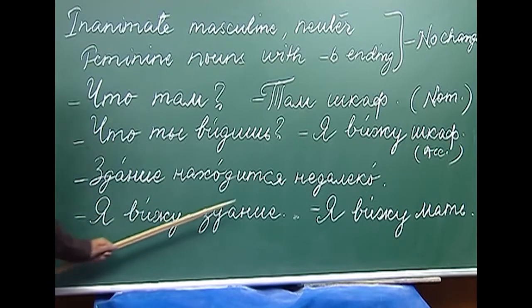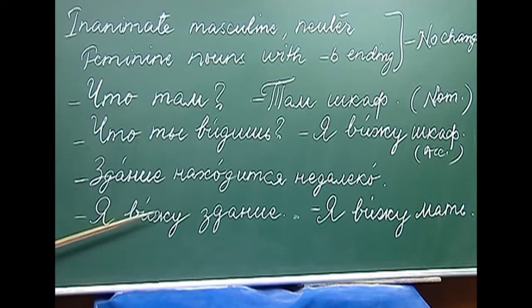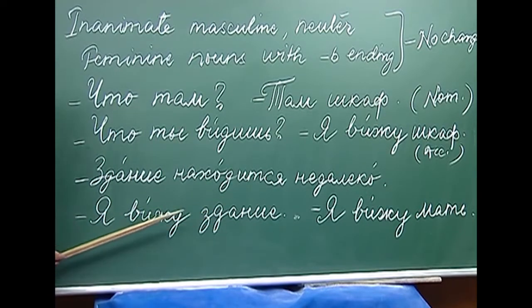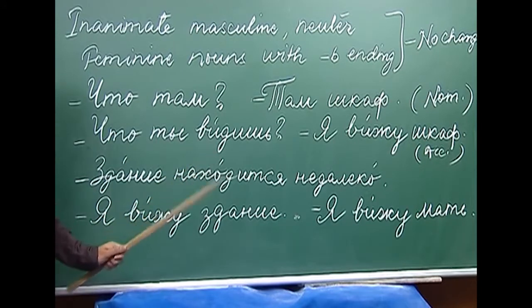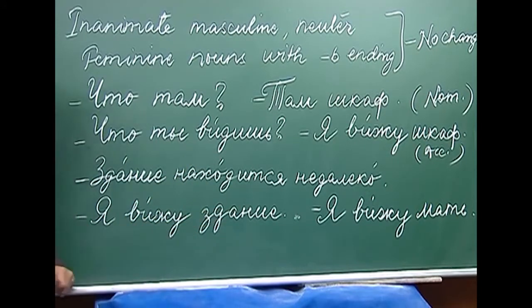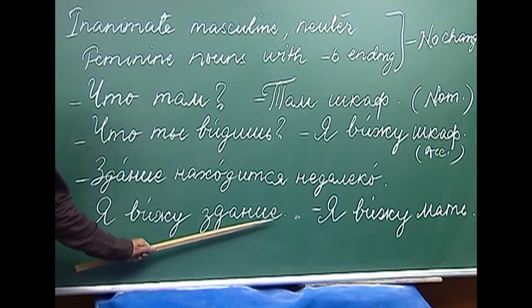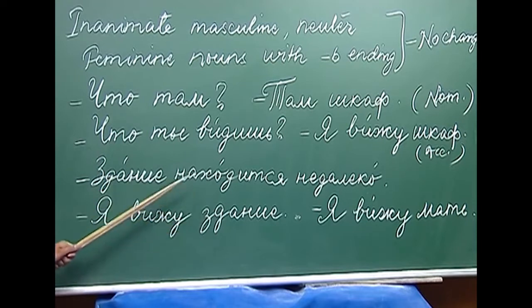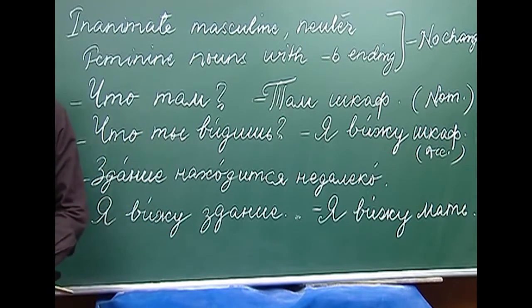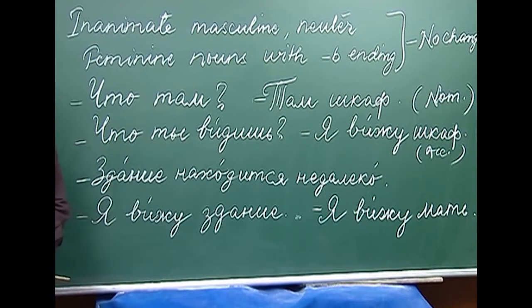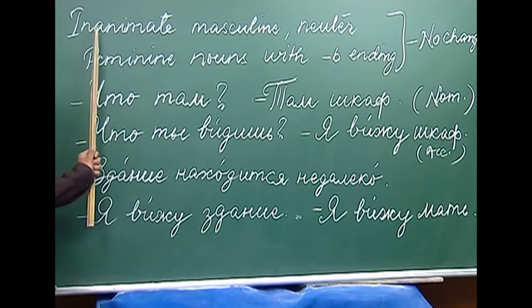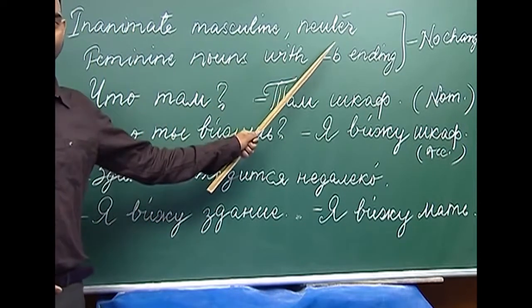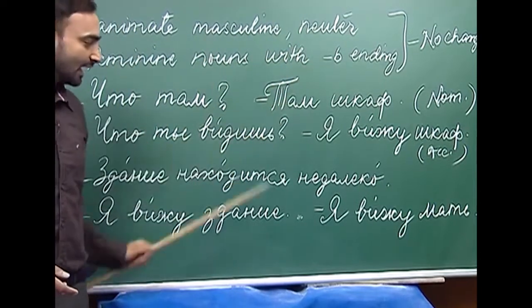Я вижу здание. I am seeing a building. So here again I am using this здание after a transitive verb, which means it's a direct object. And as you can see, здание in the accusative case and in the nominative case is the same. So both the forms are the same. That is why inanimate neuter gender nouns also do not change their form in the accusative case.